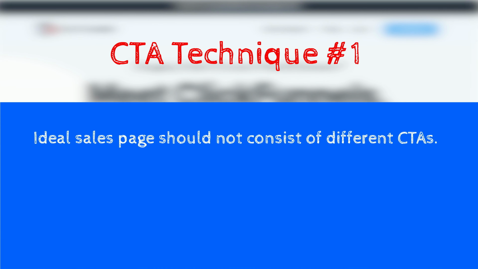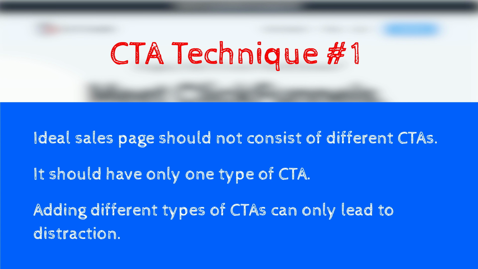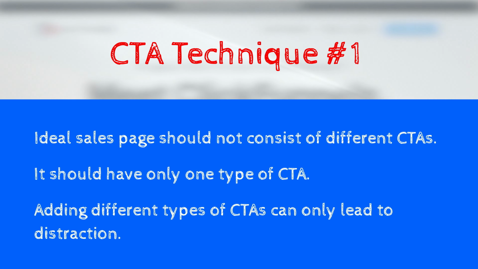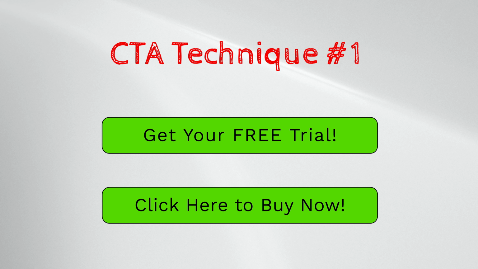However, an ideal sales page should not consist of different CTAs. It should have only one type of CTA. Adding different types of CTAs to a sales page can only lead to distractions. It can act as a hindrance to the sales process. For example, adding 2 different CTAs like get your free trial and click here to buy now will confuse your audience. You may end up getting no clicks.